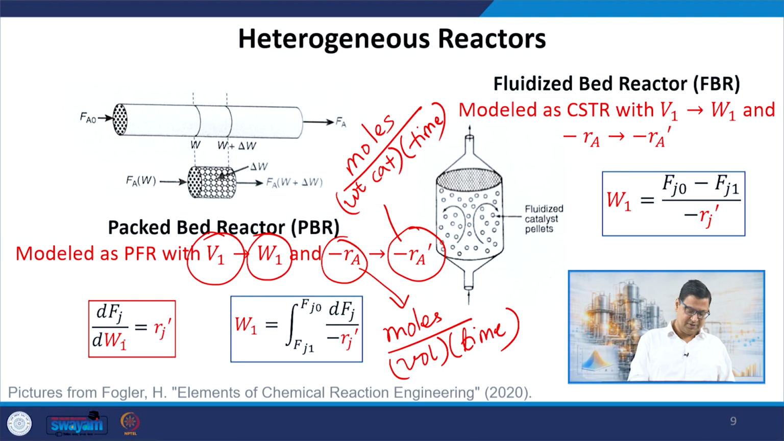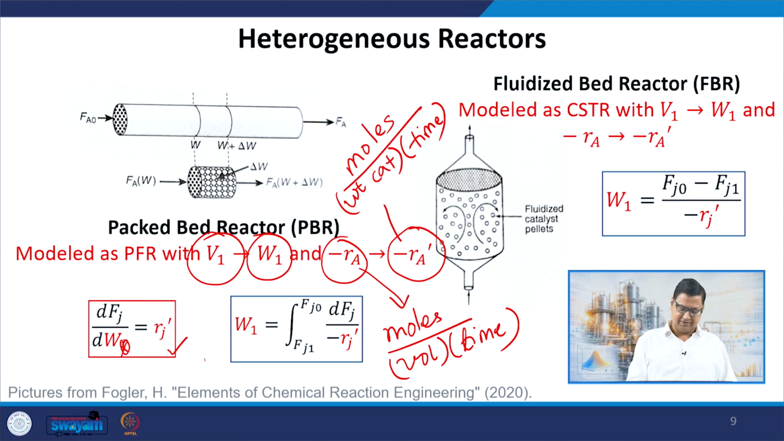And then I have basically dF_j by dW. We can also do it for 1, but let me keep it W because W is a variable, right. That is my differential form, very similar to what we had for the PFR. I only replaced V with W, volume with the weight of catalyst, and I replaced the rate which was defined earlier as moles per unit volume per unit time by moles per unit weight of catalyst per unit time.